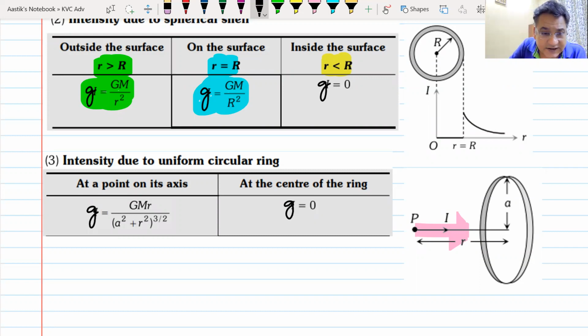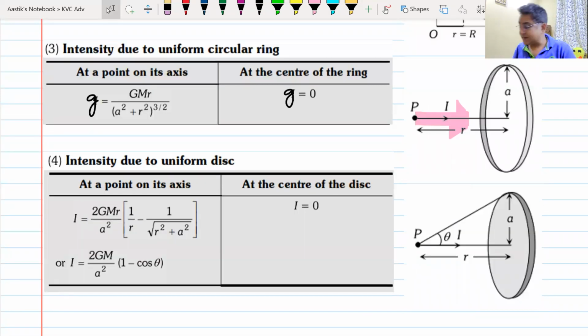Don't have to worry. The next one is the gravitational field created by a disk. I have also seen a question of a disk-shaped planet or a star they had created. And again, the formula looks like this. The gravitational field is directed towards the center of the disk. At any point on the axis of the disk, you can write it like this: 2GM by a square into 1 minus cos theta. This theta is the semi-vertex angle of the cone. I hope you understand that rotation.